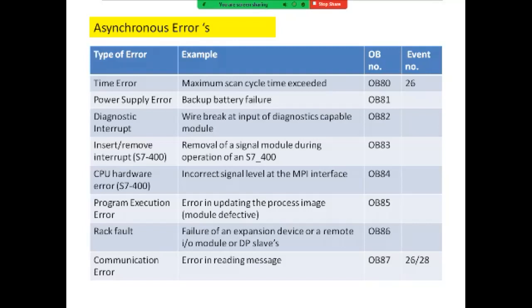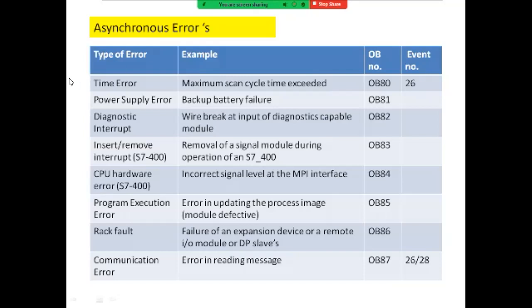For these modules, if there is a wire break, you are not getting an analog signal on the module, so your module shows an error. That comes as a diagnostic interrupt. Your CPU goes to stop mode. In such a case, your CPU should remain in run mode. You need to download OB number 32.